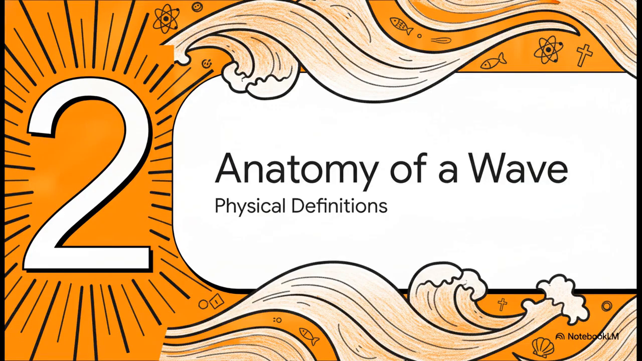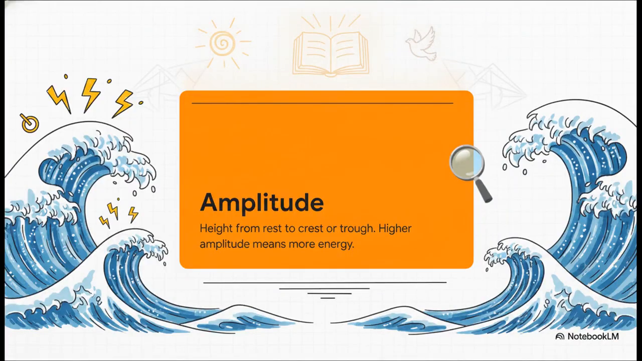So what do those measurements actually mean? Let's get into Section 2, Anatomy of a Wave. First up is amplitude. In simple terms, this is the height of the wave from its resting position to its absolute peak, the crest, or all the way down to its lowest point, the trough.